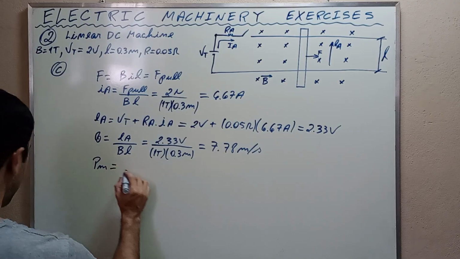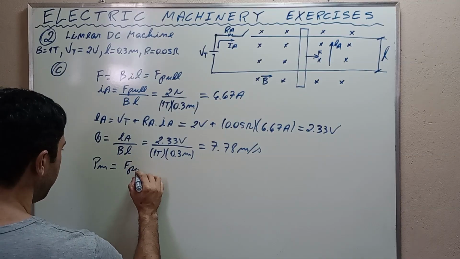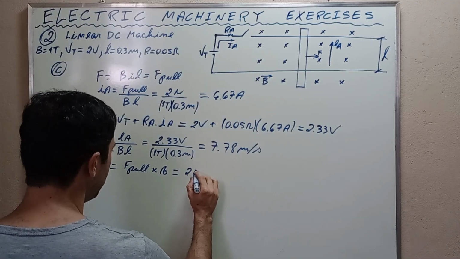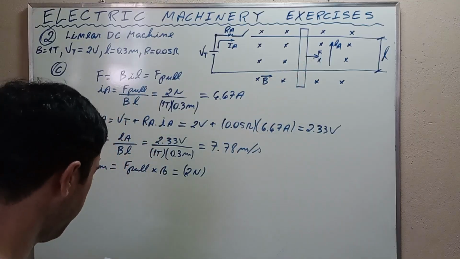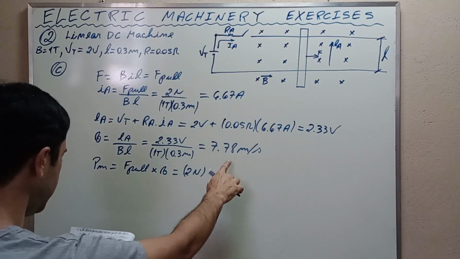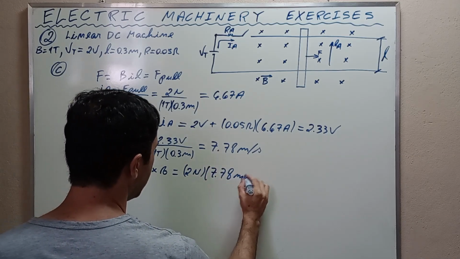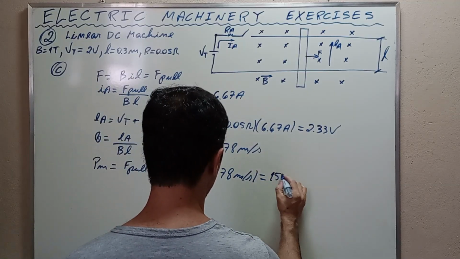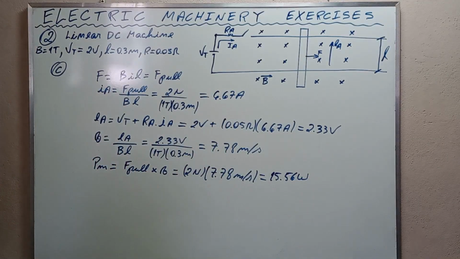Okay, the mechanical power delivered by the pulling force: PM is equal to the force times the velocity, and this is equal to 2 newtons. This force here is equal to 2 newtons, and the velocity we just calculated is 7.78 meters per second, and this is equal to 15.56 watts. Okay, this is the mechanical power delivered from the pulling force.